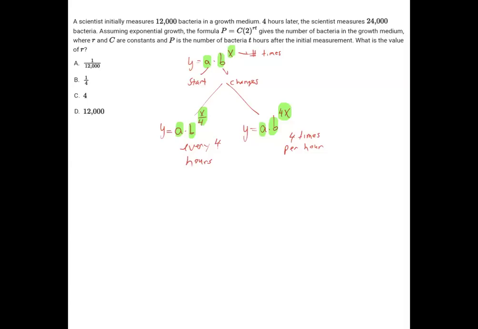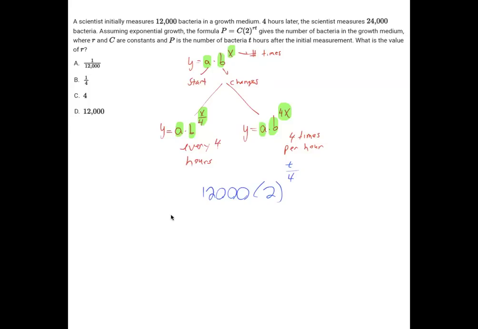Here, we know that the bacteria started at 12,000 and then it ended up at 24,000, which means that it doubled. And they told us that that happened 4 hours later. So if we're going to assume that that's every 4 hours, well, instead of x here, they said t. So t over what number? T over 4. That would be saying that this happens every 4 hours.